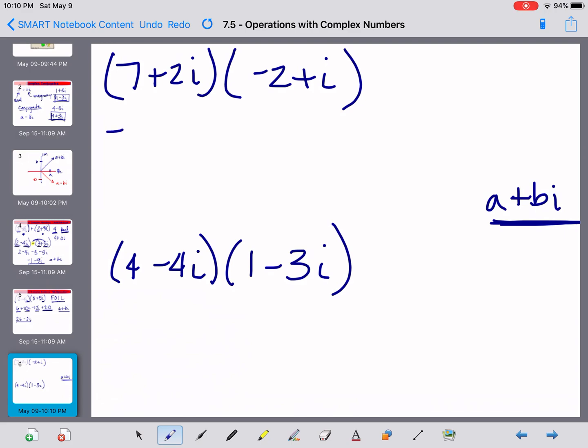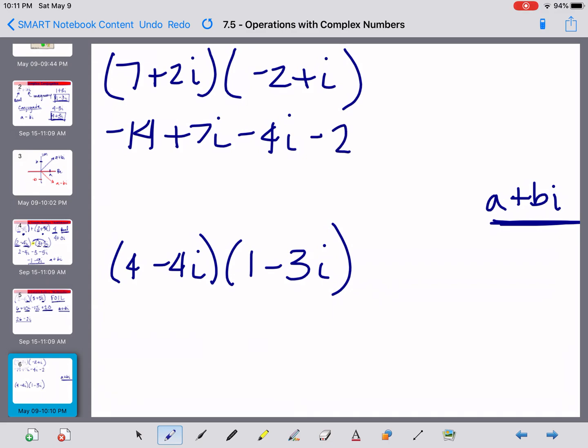7 times negative 2 is negative 14. 7 times i, that's 7i. 2i times negative 2, negative 4i. And then I'm going to shorthand this again. So 2i times i would give me 2i squared, or 2 times negative 1. So that's really negative 2.